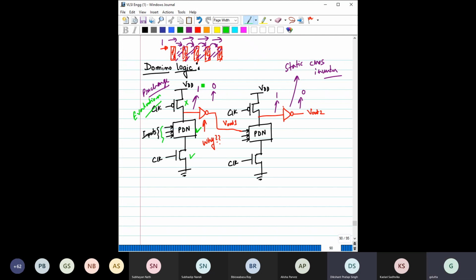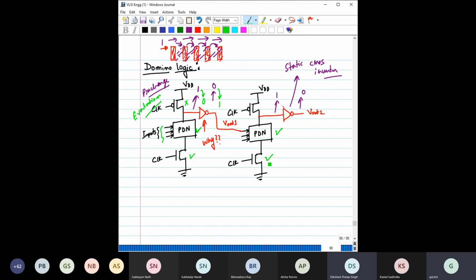This 1 becomes 0, right? This 1 now falls to 0. That makes this 0 go to 1. And say this 1 can make this pull down network on. The other inputs are such that it was only waiting for this input, and once this input becomes 1, this pull down network is also on. So we are in the evaluation phase.